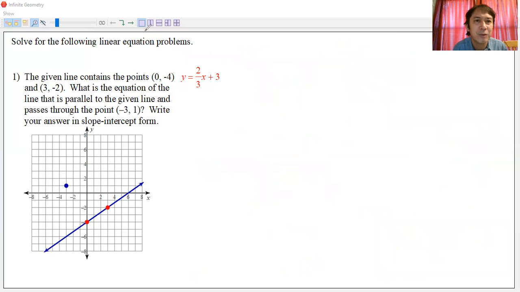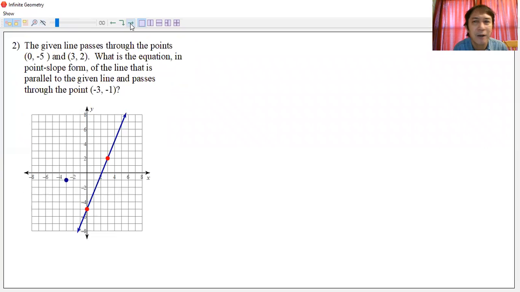All right, let's continue with the next. Let's have the second. Okay, here's the second. The given line passes through the points (0, -5) and (3, 2), as indicated in the red points. You can notice that (0, -5) and (3, 2). What is the equation in point slope form of the line that is parallel to the given line and passes through the point (-3, -1)?